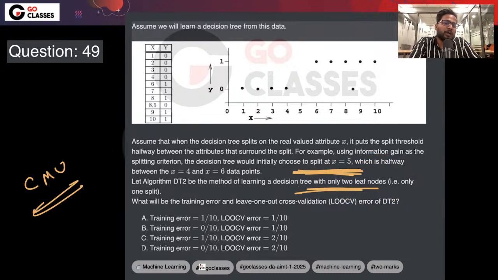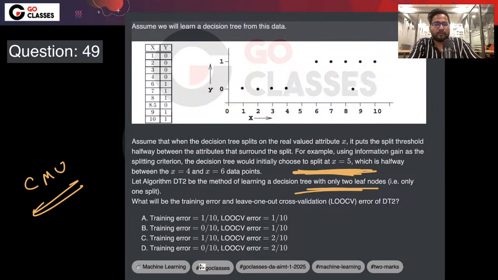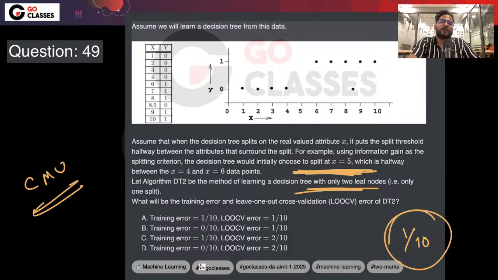They are telling you that it will be splitting between 4 and 6, so it will be splitting on 5. In that case, follow the training error. This is a classification problem where these are zeros and these are ones. One example will be misclassified out of 10. So it is very easy to see that the training error will be 1 by 10, right? I could have written 0 by 10, but that's fine. Is this fine?